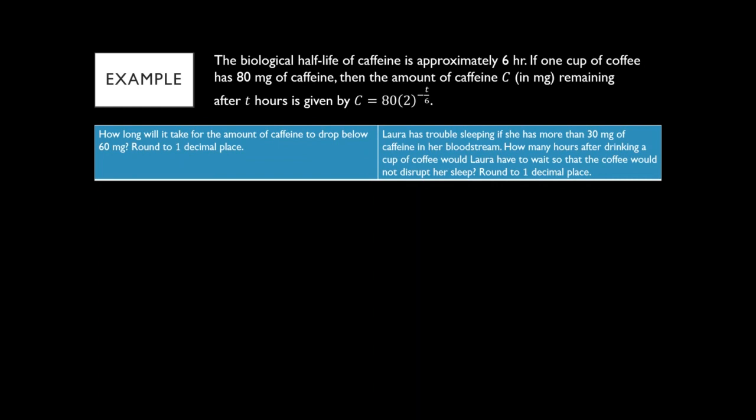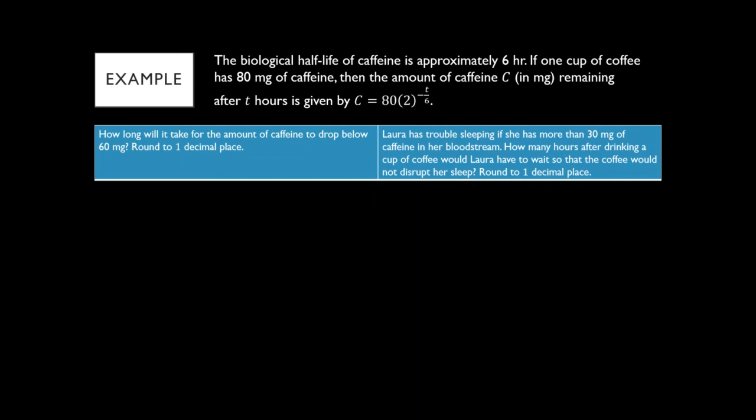So we've got C equals 80 times 2 to the negative T divided by 6. So in half-life formulas, in the exponent, they divide by the half-life. And then they use 2 because you're dividing by 2. So that's why 2 is the base underneath there. Since it takes 6 hours for it to be cut in half, that's why we're dividing by 6. So we've got 2 problems here.